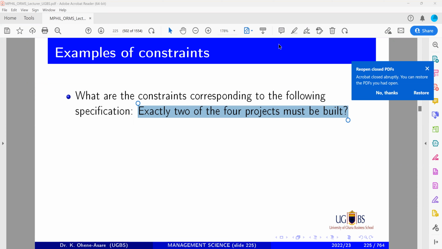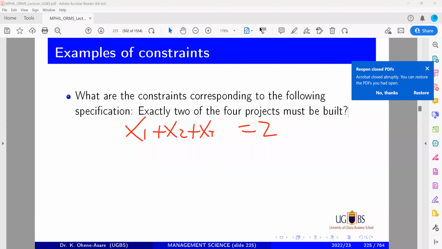Okay, thank you. So we have to take notice of the wording, which is "must be built", then the "exactly 2", which is the number. That means the must be is going to be equal to 2. So we have x1 plus x2 plus x3 plus x4, which are the 4 projects, equal to 2. That's how it's going to be. Very good. So when you combine them, there must be 2.